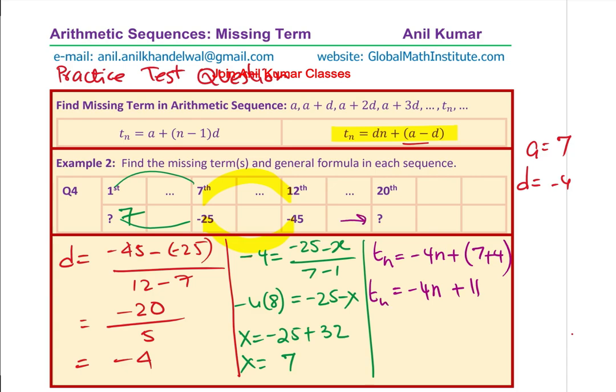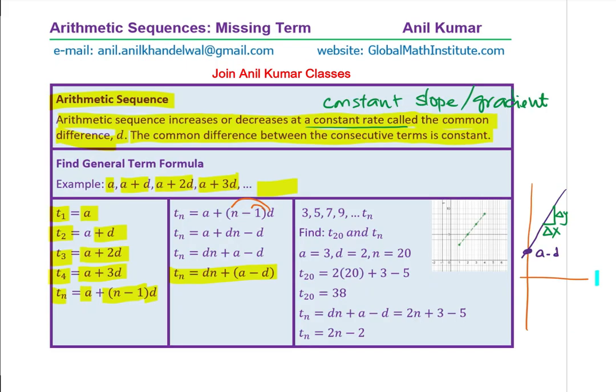You can now find the 20th term by substituting 20 for n. So minus 4 times 20 plus 11 should give you the answer. So minus 80 plus 11 is your answer. If this was 10, then it was minus 70, but it is 11. So it has to be minus 69. You get the idea. So minus 69 is the value for the 20th term. Does it make sense to you? Right? That is how we are going to solve these questions.